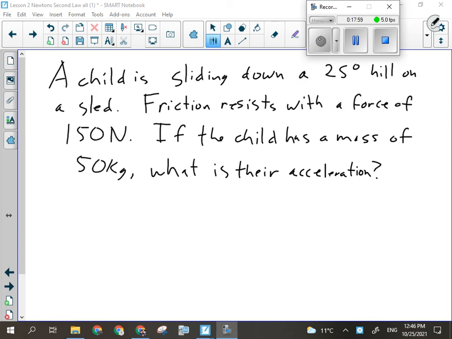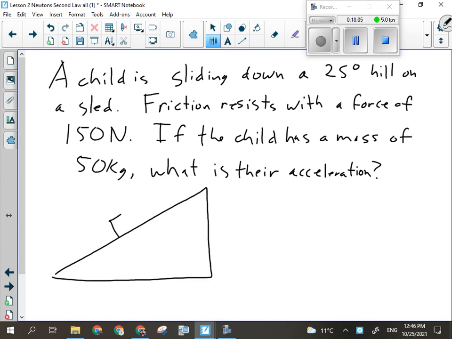All right, so in this one, it's kind of like the first one we did. The kid is sliding down a 25-degree hill on a sled. Their mass is 50 kilograms. Friction is resisting. Which way is friction going if they're sliding down? Up. Right, so friction's acting up the ramp with 150. What's pulling them down the ramp? Parallel force. Right, those are the two forces contributing to the movement of the kid.